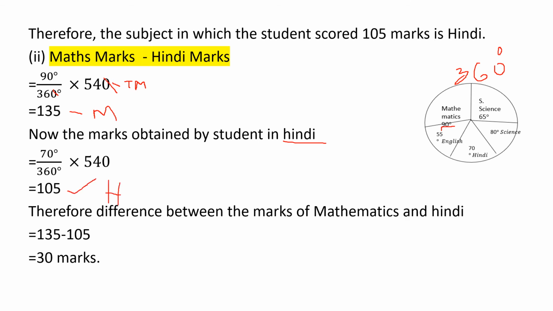Now you can apply this formula. What is the formula? Maths mark 135 minus 105 for Hindi marks. So how many more marks has he scored? 30 marks more than Hindi. For maths he got 30 more marks than Hindi. Understood? So this is the second question. Now what is the third question? Examine whether the sum of the marks obtained.